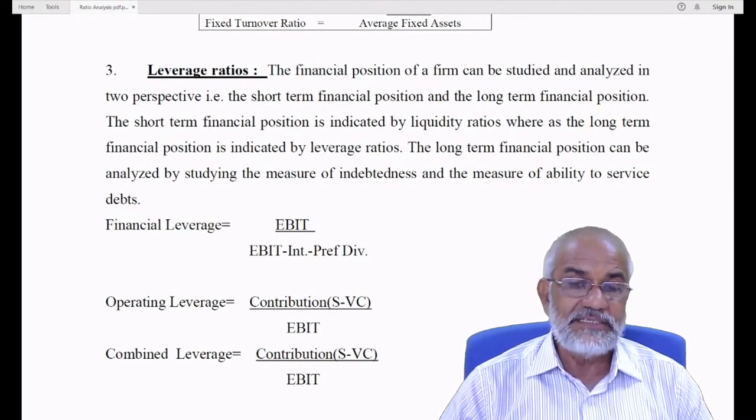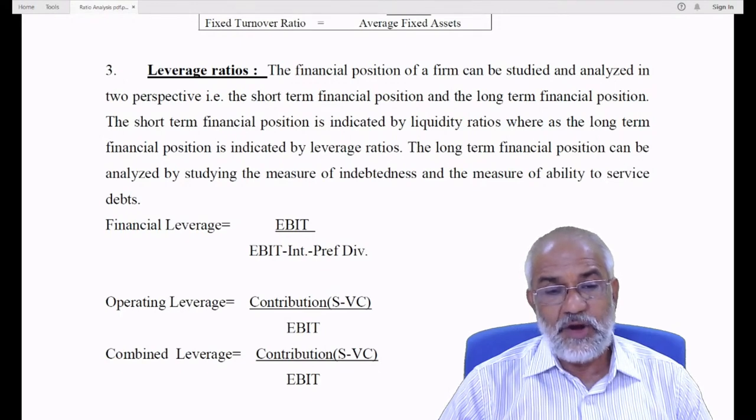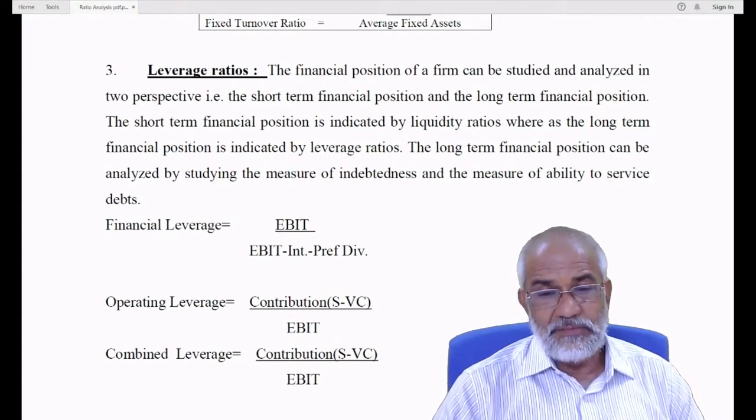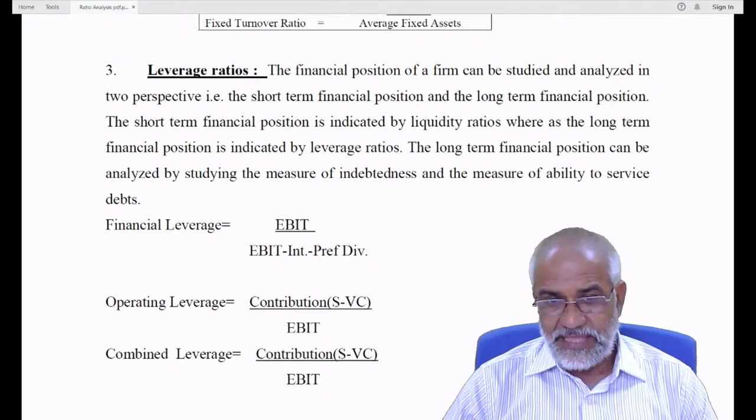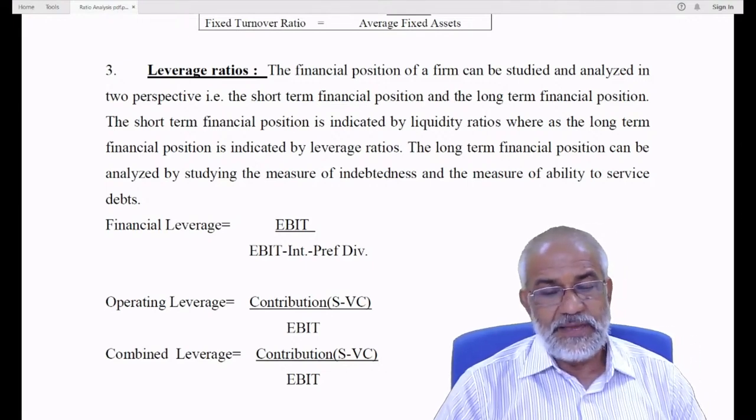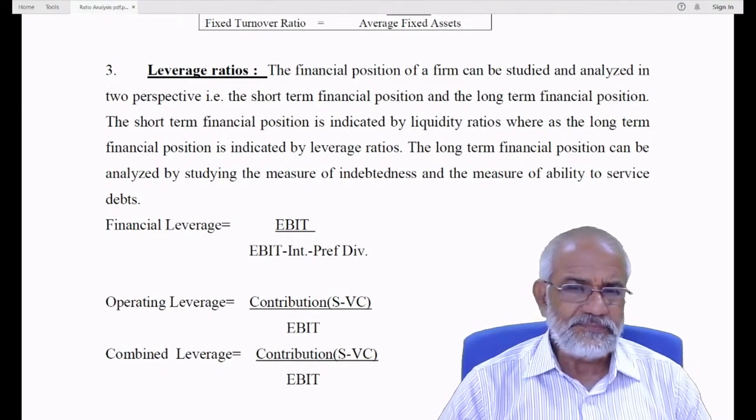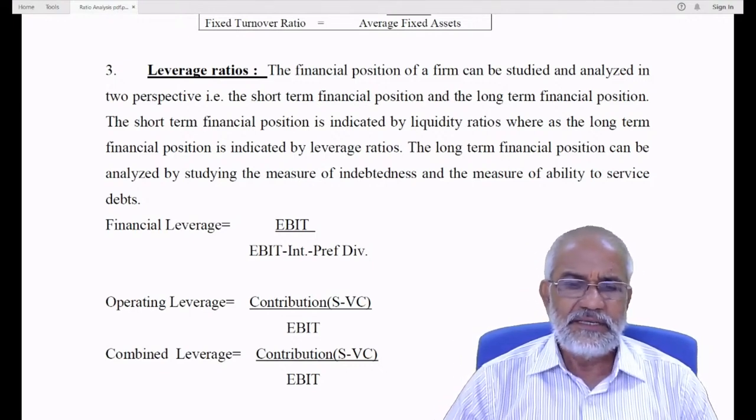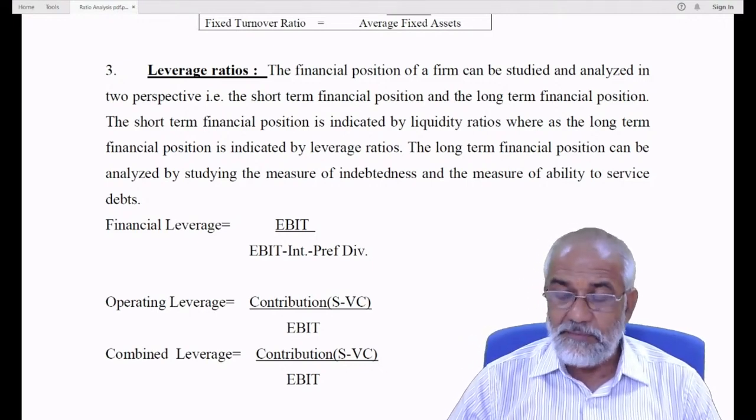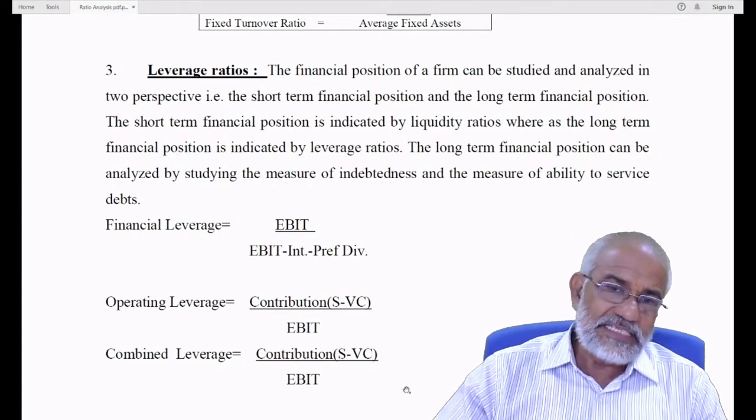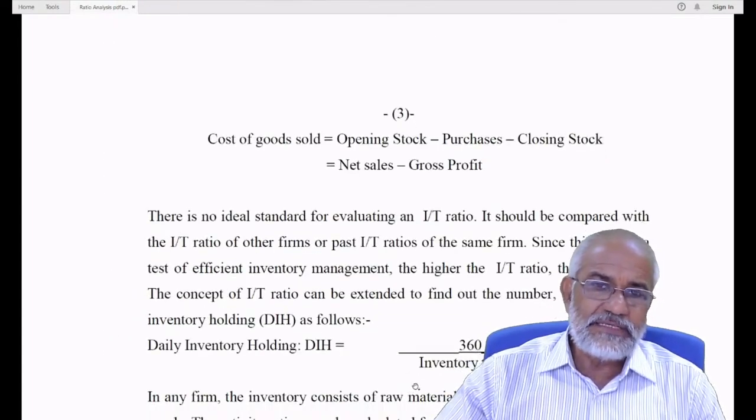And the combined leverage is the financial leverage multiplied by the operating leverage. That means EBIT divided by EBIT minus interest minus preference dividend, the whole multiplied by contribution divided by EBIT. EBIT will be cancelled. The resultant would be contribution, or sales minus variable cost, divided by EBIT minus interest minus preference dividend. So that would be the combined leverage. So under the leverage category, what are the ratios to be computed by us?